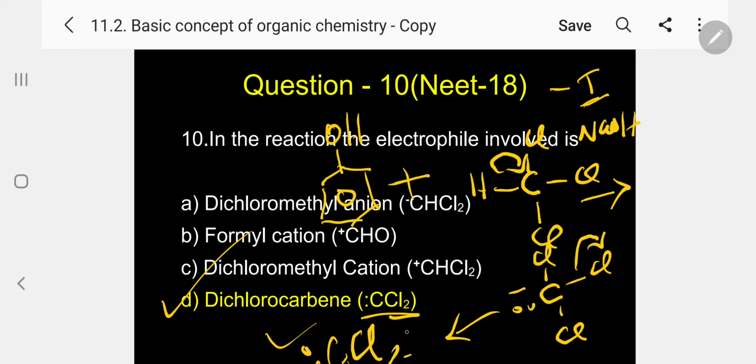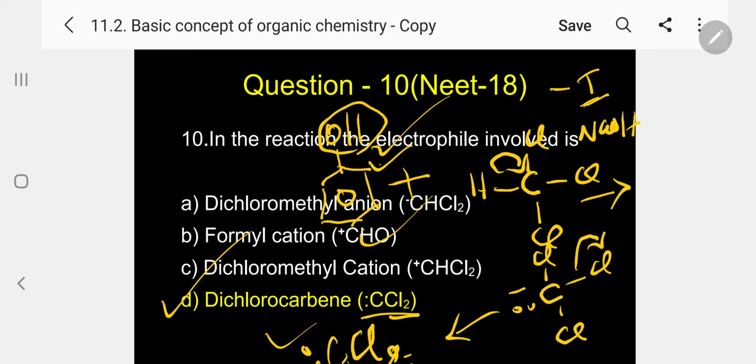So only this species, dichlorocarbene, or you can say carbene, indicating methylene, is attacking the phenol. It is a neutral electrophile, attacking the ortho position because OH is an electron releasing group. Whenever an electron releasing group is present in the aromatic ring, due to the mesomeric effect only ortho and para products will form. So depending upon the bulkiness, both ortho and para positions can be attacked by CCl2.